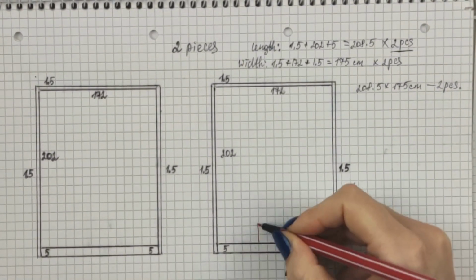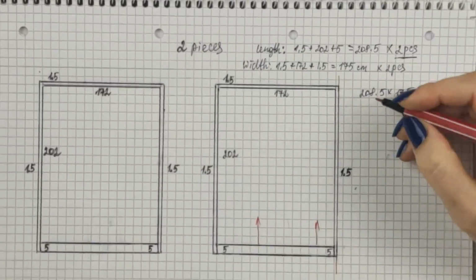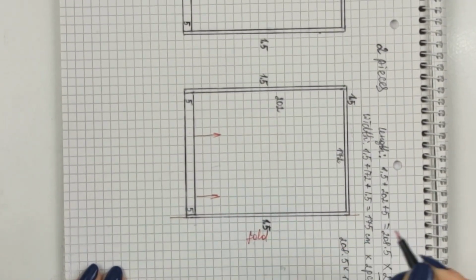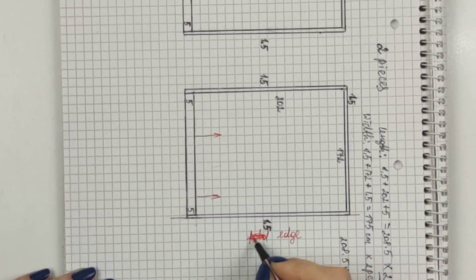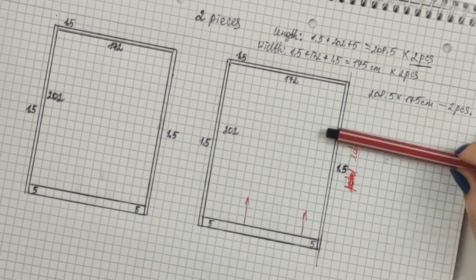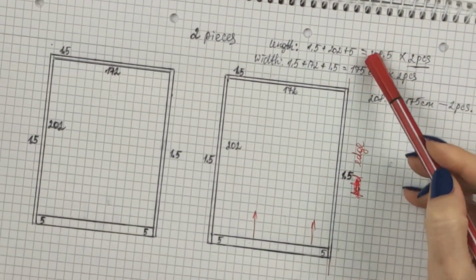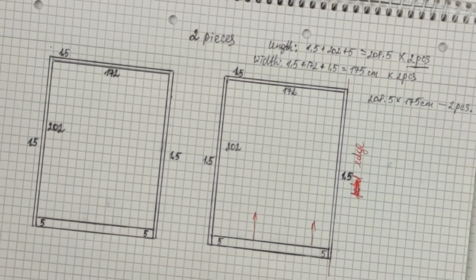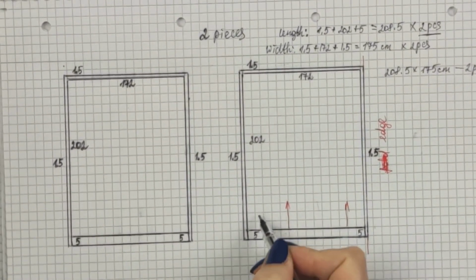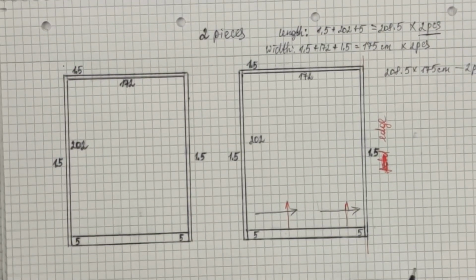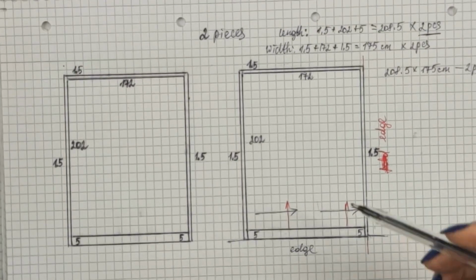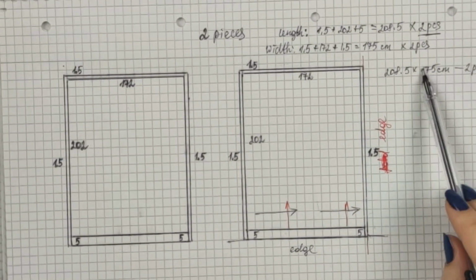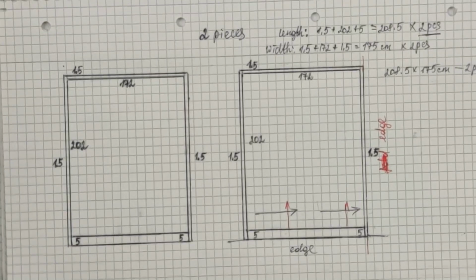If fabric print goes like this, then you need two pieces of fabric 208.5 centimeters long. And the fabric selvage is positioned as follows. If the print goes like this, or if your fabric has no print, you will need two pieces of fabric 175 centimeters long. And the fabric selvage is positioned as follows.